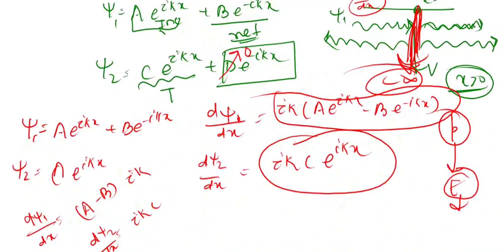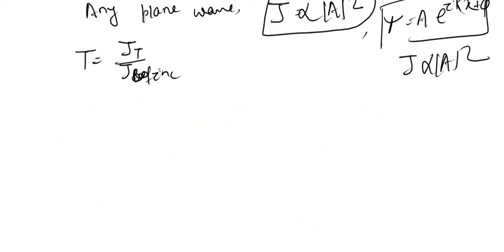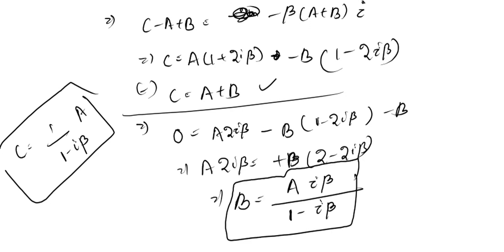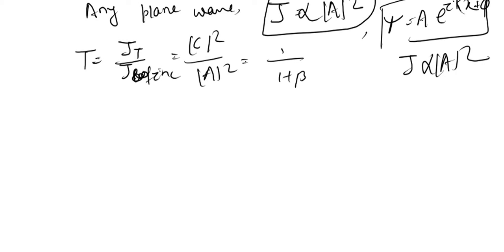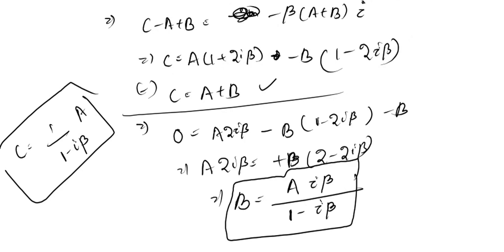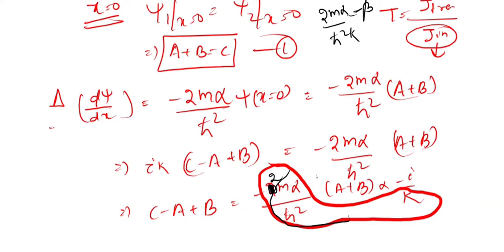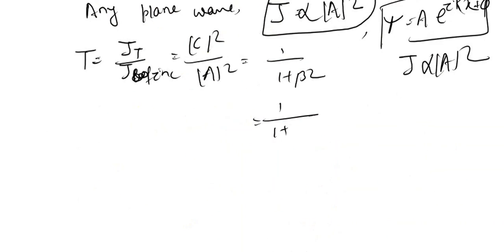the incident wave is due to psi 1, and here A into e to the power iota kx is the incident wave, and this one is a reflected wave. So we got J transmitted as mod c square by mod a square. From this we can find mod c by mod a, which is nothing but 1 by (1 plus beta square). We can put the value of beta now. So beta is our mα/ħ².